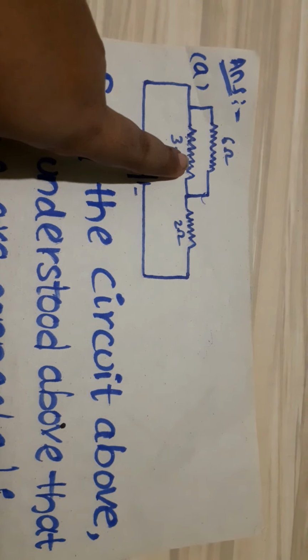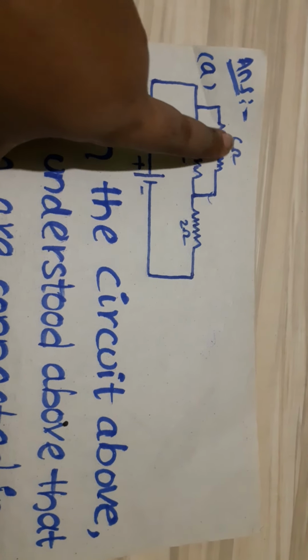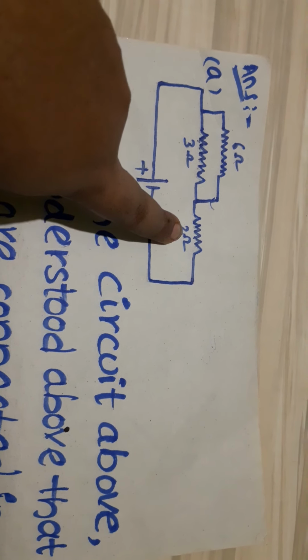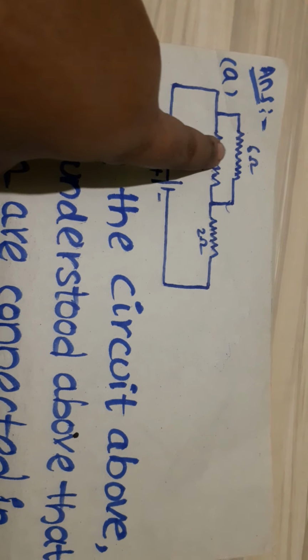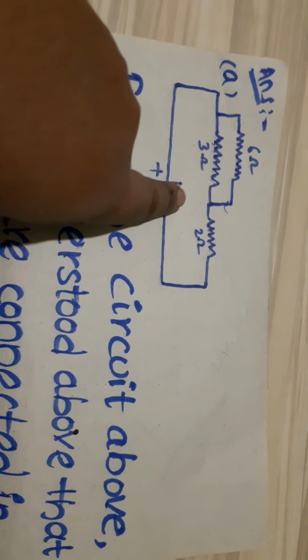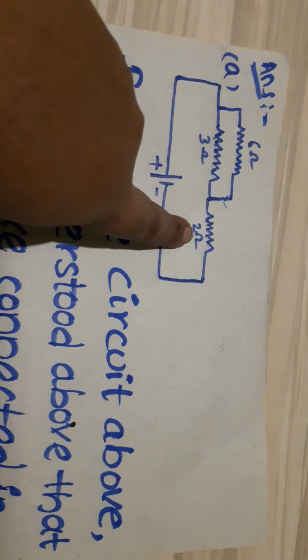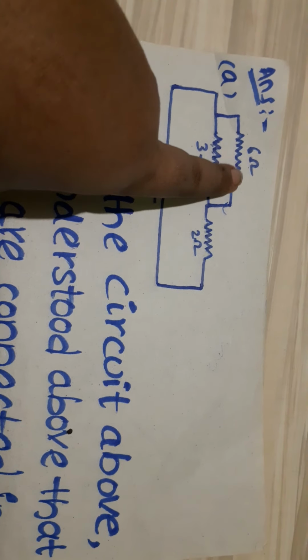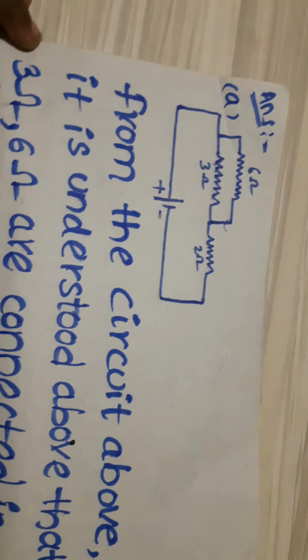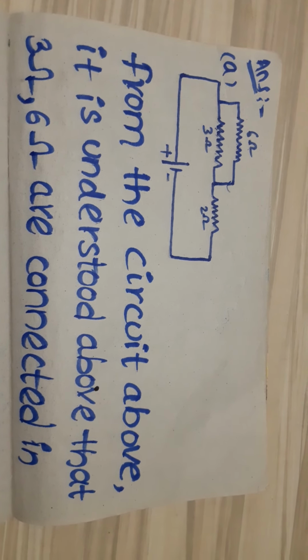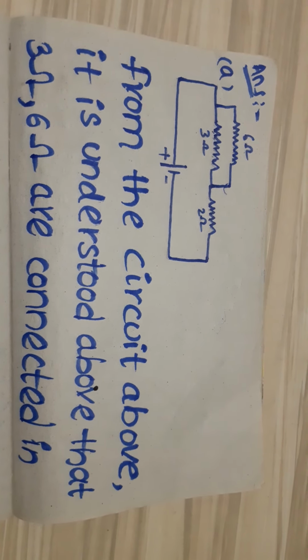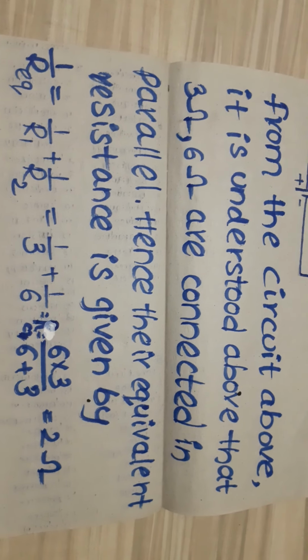This is the circuit diagram. I am taking the three resistors 6 ohm, 3 ohm, 2 ohm. The 6 ohm and 3 ohm are connected in parallel combination, and the 2 ohm is connected in series with the parallel combination. So from the above circuit, it is understood that the 3 ohm and 6 ohm are connected in parallel.